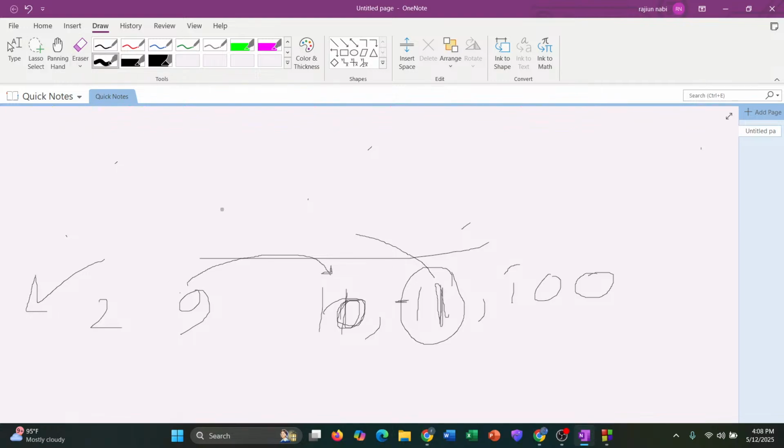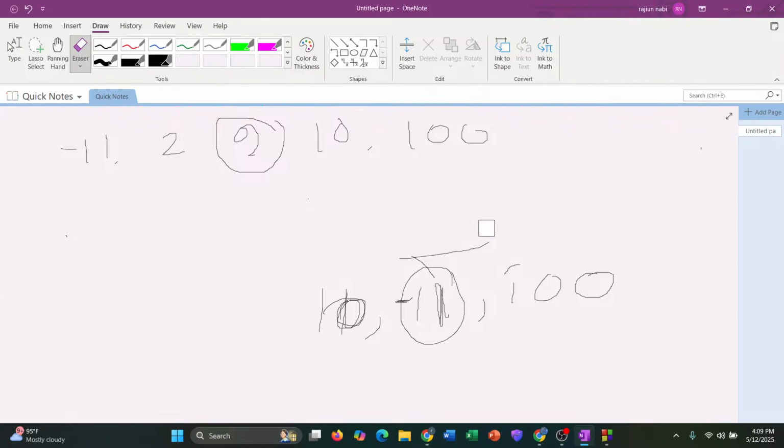If I make the 11 into minus 11, then the changed array, if we sort this, will be minus 11, 2, 9, 10, 100. Here you can see 9 has become the median of the array. So what is the conclusion of it?